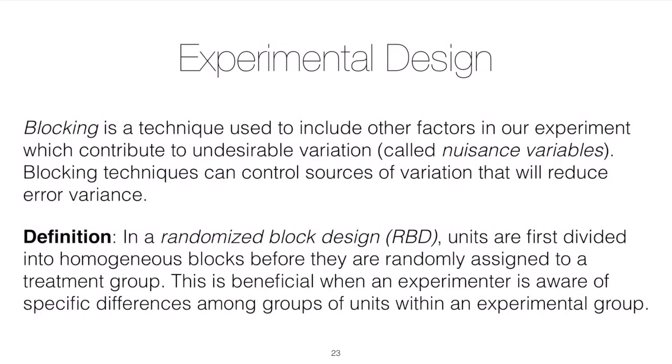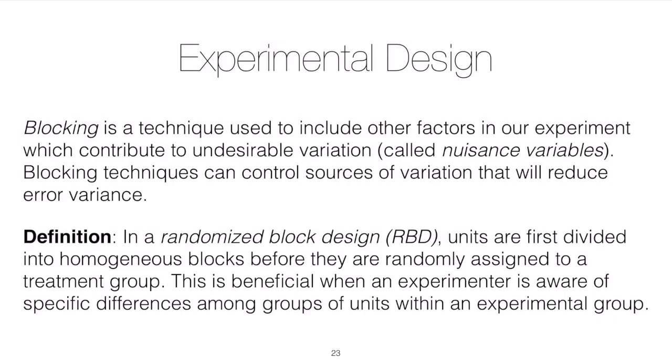So blocking is a technique to include other factors in our experiment which contribute to undesirable variation, and typically these other factors are called nuisance variables. And blocking techniques can be used in experimental designs to control sources of variation that will reduce error variance, which is something that we always want to do.